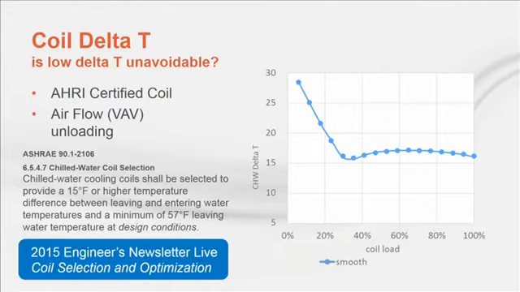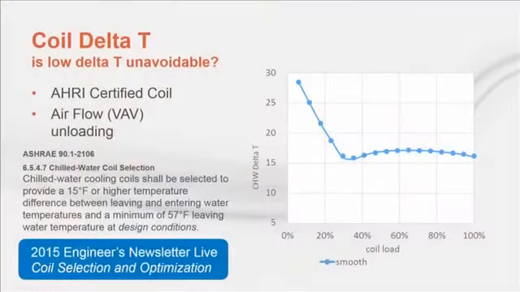This is not a special coil. This is the performance predicted by every heat transfer method calculation. You're probably thinking, yeah, but what about laminar flow heat transfer? Laminar flow has a lot less impact on variable flow cooling and heating coil delta T than you think. I don't have time to discuss that here, but I'd refer you back to the spring 2015 E&L on coil selection and optimization for a discussion of that.